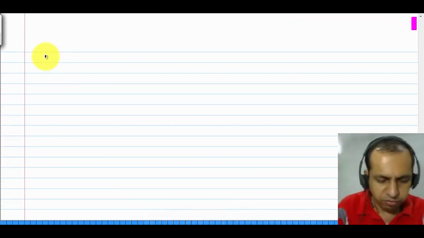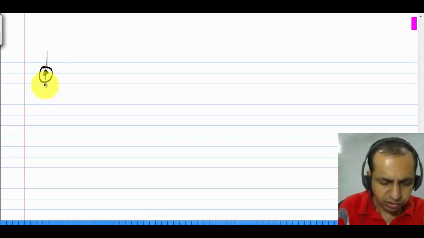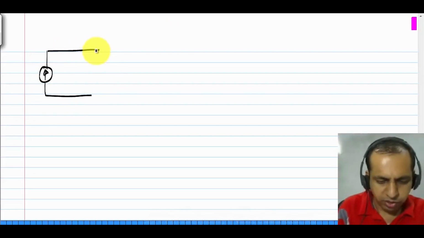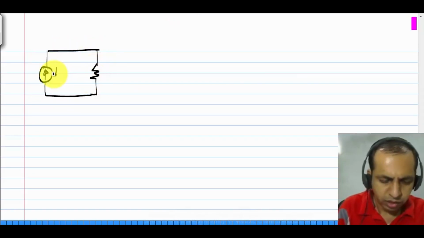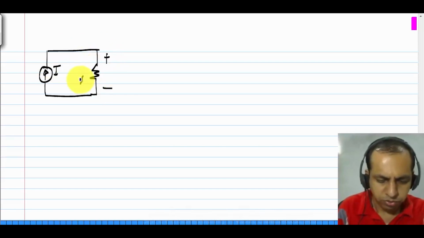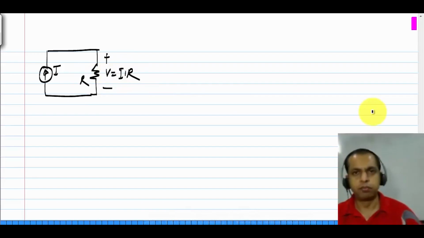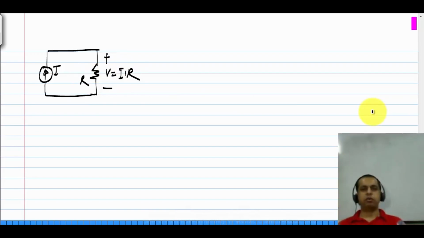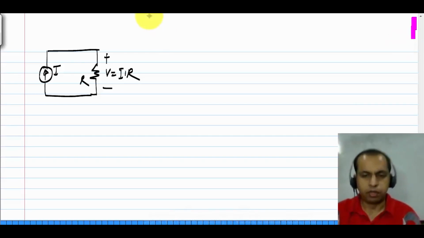Now, as some of you would have guessed already, we could also use the other picture, that is, we can think of a resistor as responding to a current I to produce a voltage V equals IR across it. So now if we think of this picture with control sources, we need a current controlled voltage source.